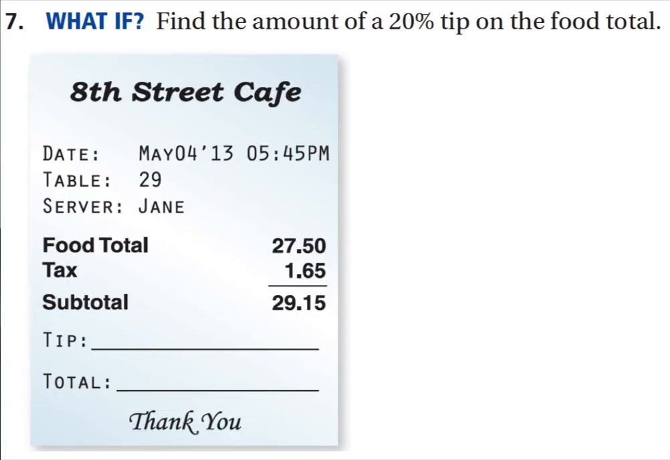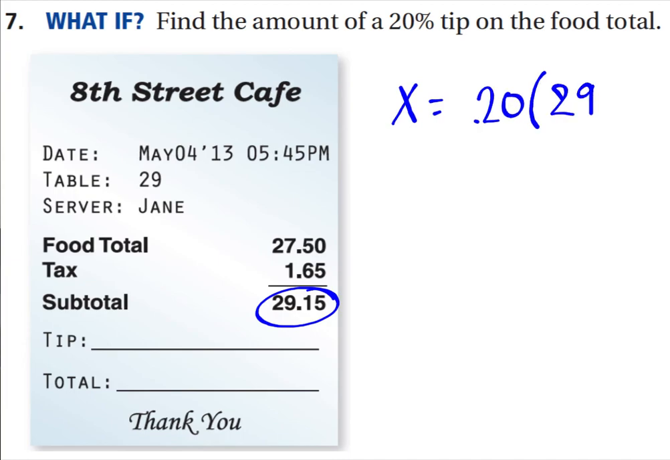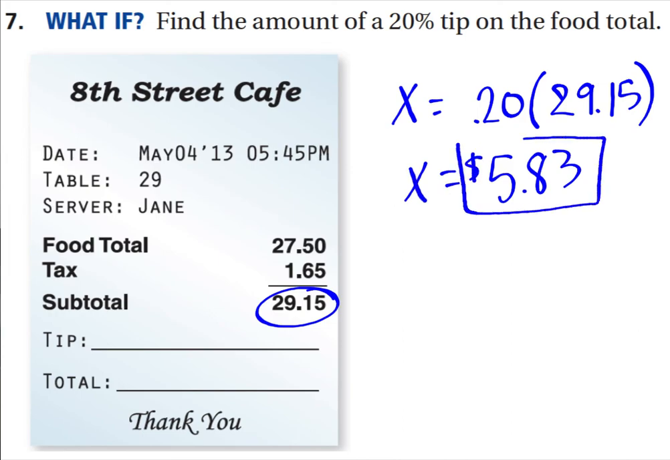Okay, find the amount of a 20% tip. Now a 20% tip is still going to be 20% of this. So what is 20% of 29.15? We just do 20%, 0.2 times 29.15, and we get $5.83. So our 20% tip is $5.83.